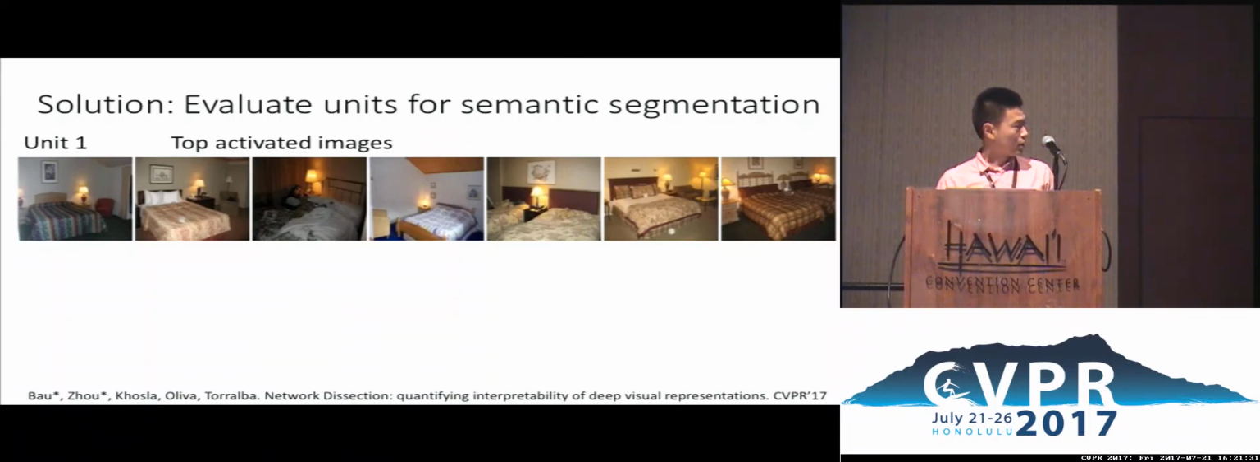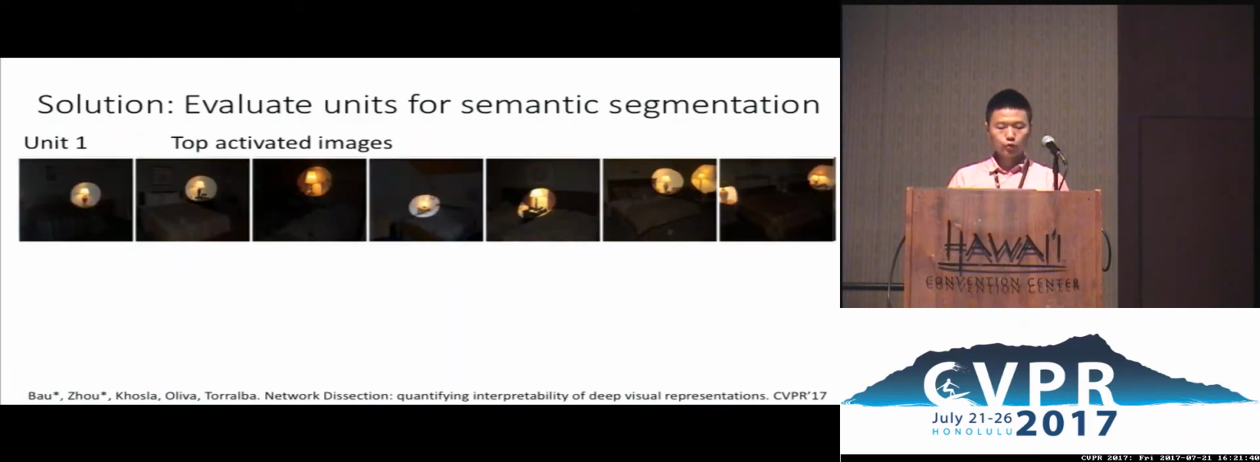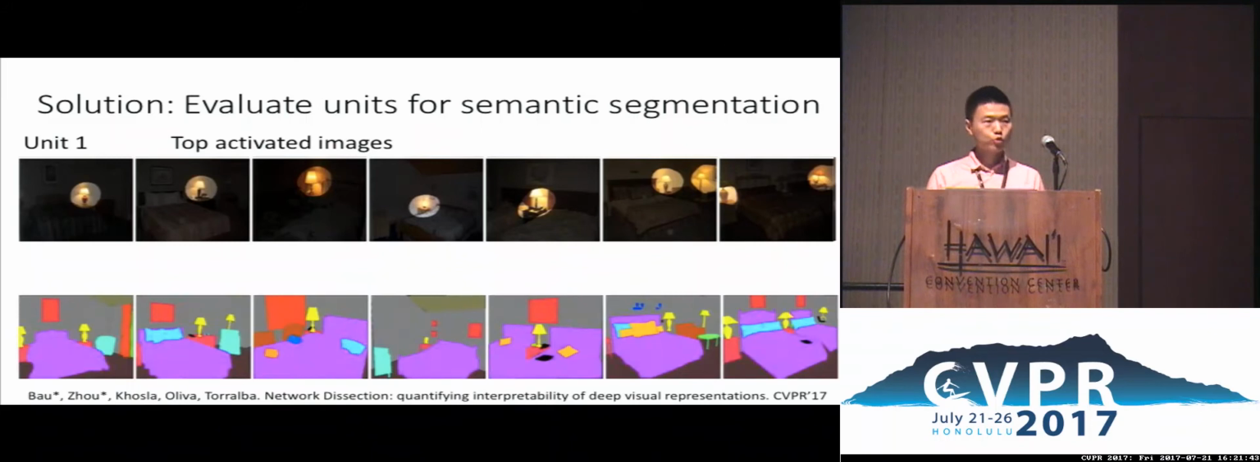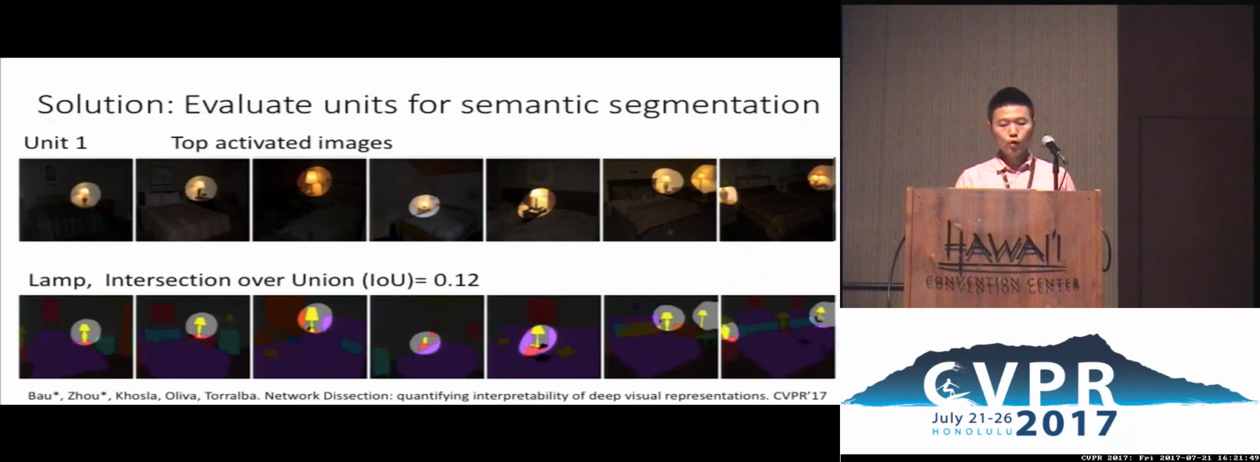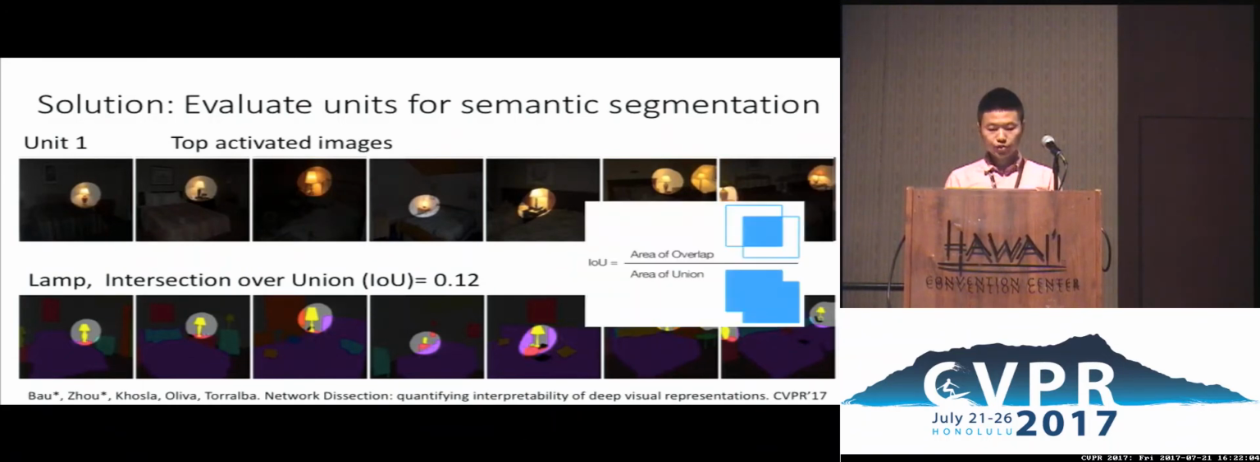So here is the work we published at CVPR this year. Here we show the top activated images for one unit. We further segment the images using the feature map of that unit. Let's assume we have pixel-wise annotation for each of the testing images. Then we can use the feature map to segment the pixel-wise annotation, and compute how well this unit segments those visual concepts. To measure the accuracy of semantic segmentation, we use intersection over union. We take the area of overlap between the detected region and the ground truth region and divide it by the union of those 2 regions.